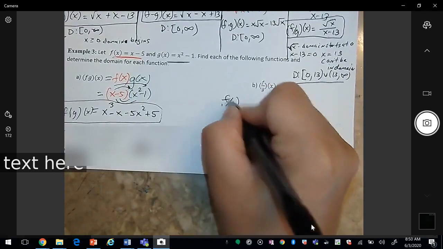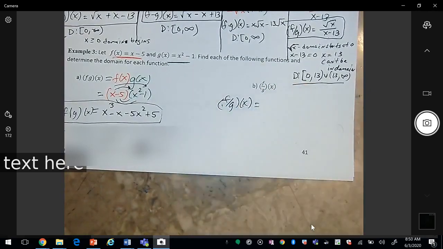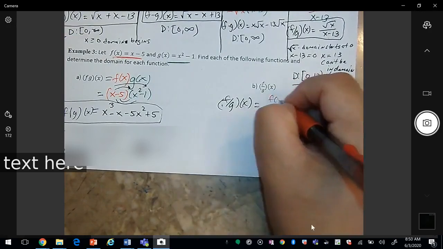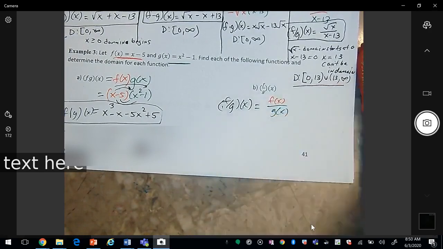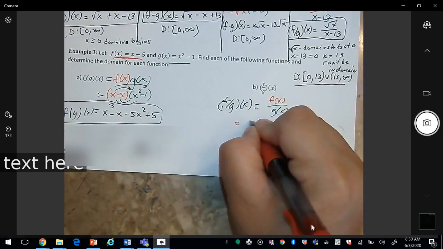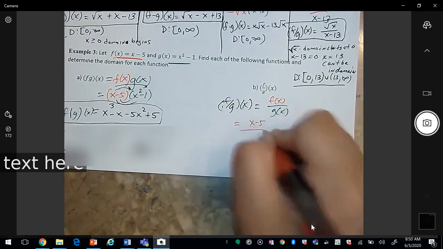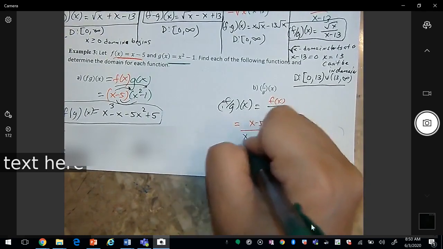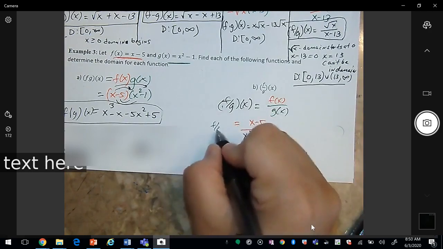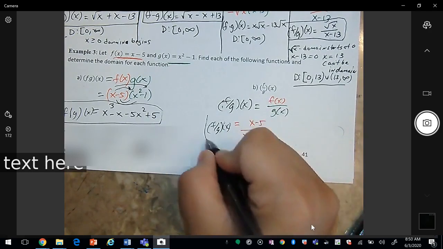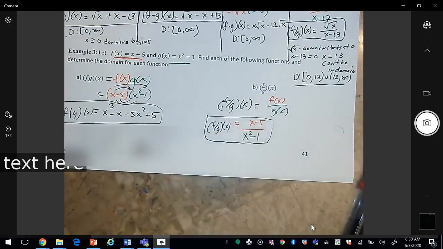So f over g of x can be written as f of x divided by g of x. F of x is x minus 5. G of x is x squared minus 1. I can't simplify anymore. So my answer is x minus 5 divided by x squared minus 1.